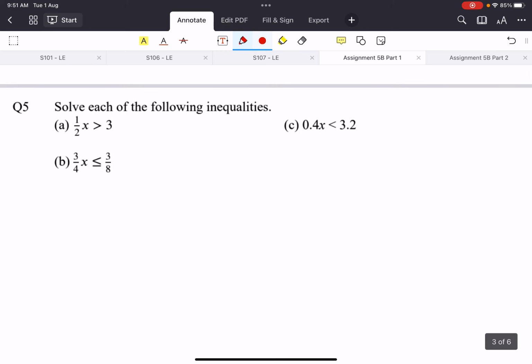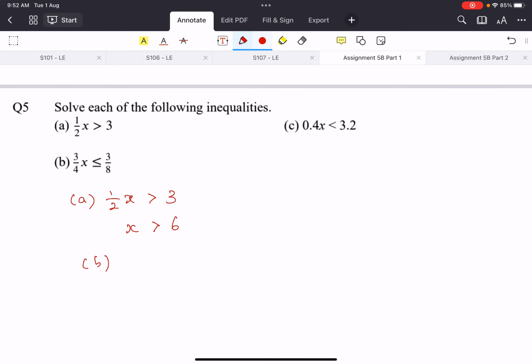So now we look at a couple more situations. This time round, we start to look at fractions and decimals first. For part A, in this case, half x is greater than 3. There are two ways to look at this. You can obtain x by multiplying by 2 on both sides or dividing by half. They end up having the same result, right? So multiply by 2 on both sides, we have x greater than 6.